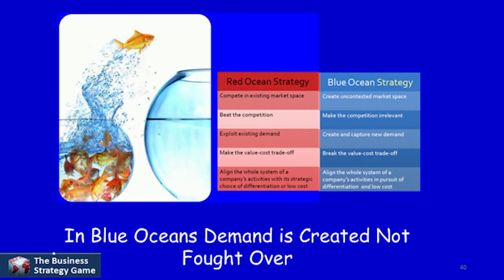The third characteristic of a red ocean is you're attempting to exploit the existing demand in the marketplace. And that means that everyone has to fight to be number one or number two, just as Jack Welch attempted to do when he was at General Electric. And this means what you're doing is just changing the size of the slices of a single pie.